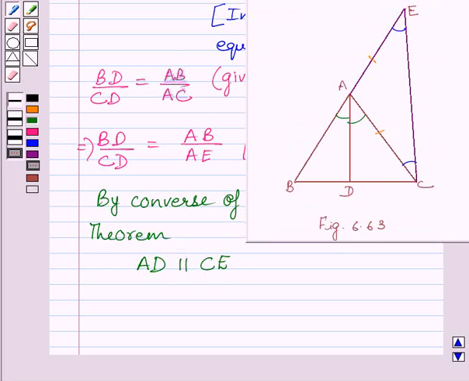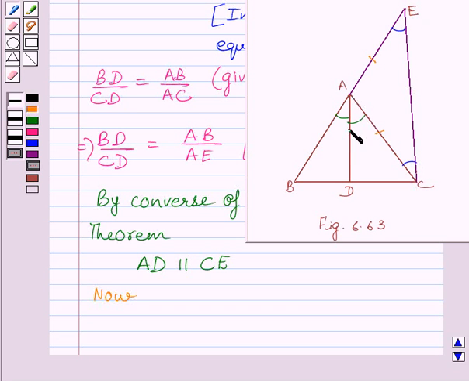We know converse of basic proportionality theorem states that if a line divides any two sides of a triangle in the same ratio, then the line is parallel to the third side of the triangle. Here clearly we can see in triangle BCE, AD is dividing BE and BC in the same ratio. So, by converse of basic proportionality theorem, AD is parallel to CE.